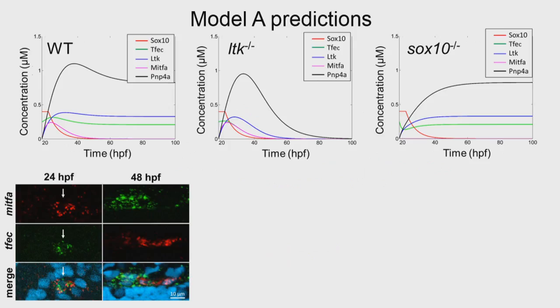And I'm not going to go into those equations, but by numerically solving them using the software MATLAB, we're able to derive predictions as to how the concentration of the protein product of each gene can progress over time in the iridophore lineage according to this model. So what we found is that in the wild-type context, PNP4A, LTK, and TFEC stay upregulated at late stages of development.